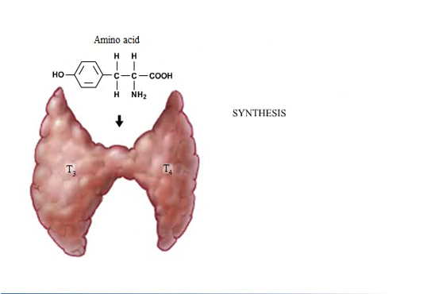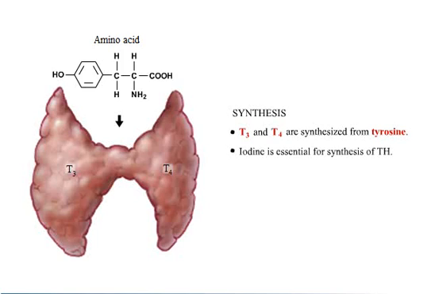Recall that thyroid hormone includes triiodothyronine, T3, and thyroxine, T4. Each is synthesized from tyrosine and stored in the thyroid follicles. Dietary iodine is essential for normal production of thyroid hormone. T3 has 3 iodine atoms, and T4 has 4 iodine atoms.